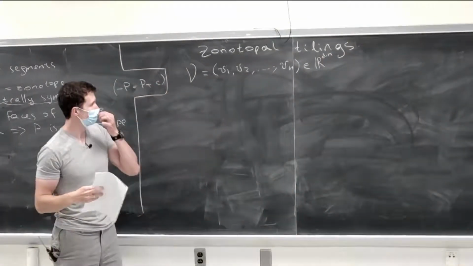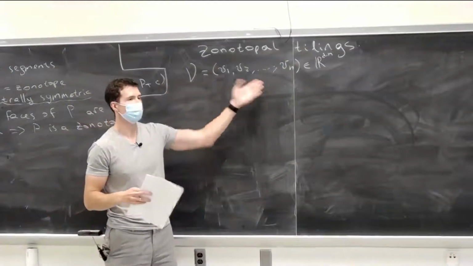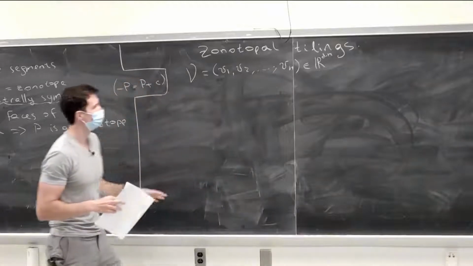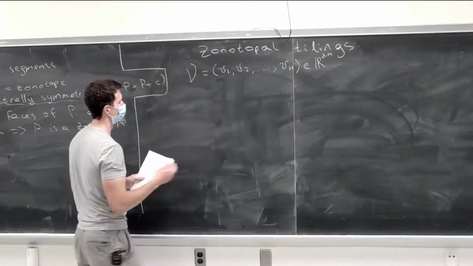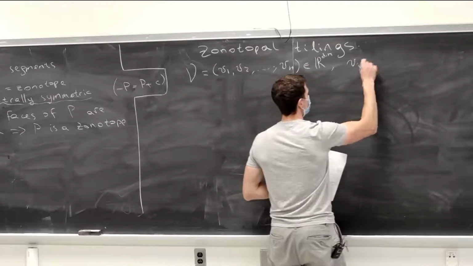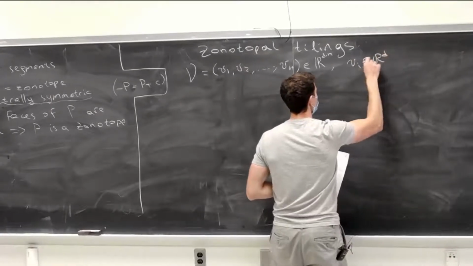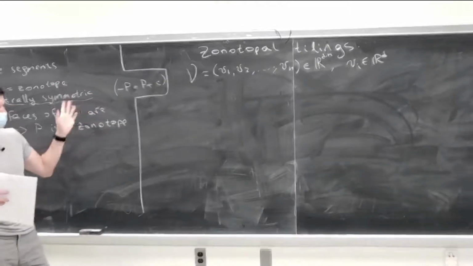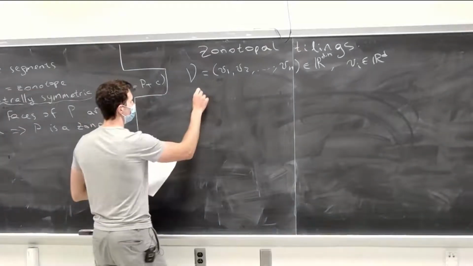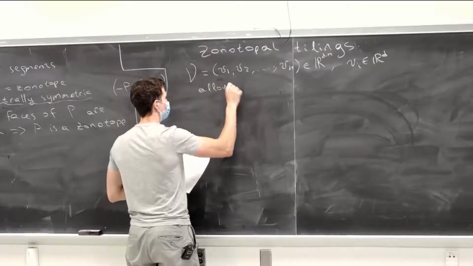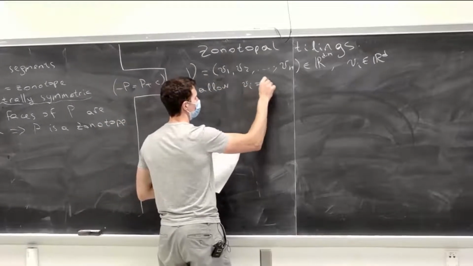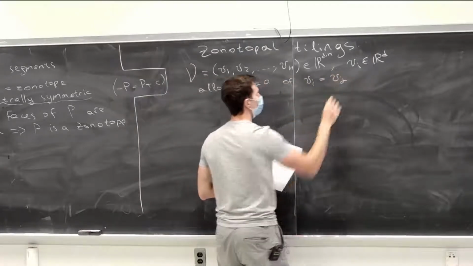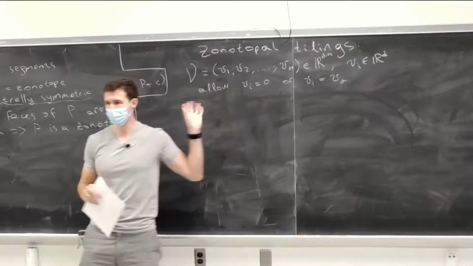What I mean by that is I have not just a set of vectors, but a sequence of n different vectors. Each of them, vi, is in R^d. And unlike the previous case of point configurations, here I'm going to explicitly allow some vi to be equal to 0 or some vi to be equal to vj. I'm going to allow these degenerate cases.